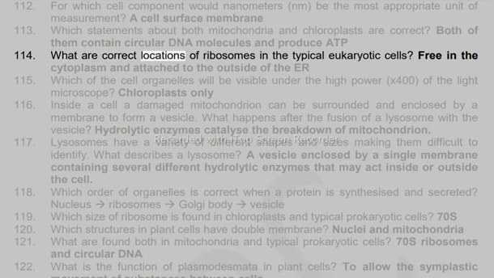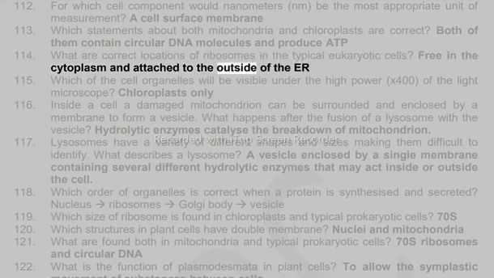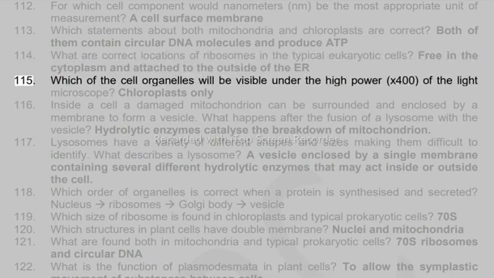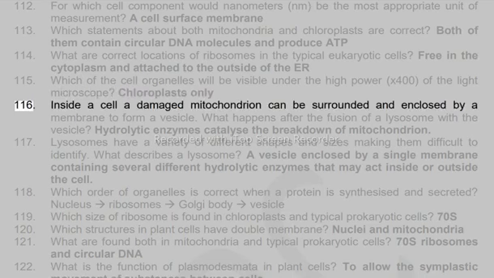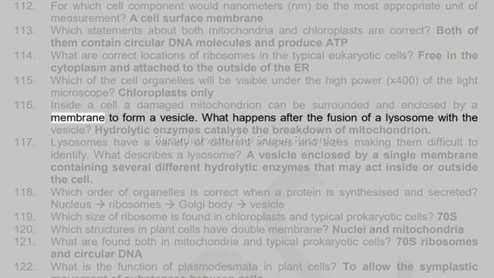114. What are correct locations of ribosomes in the typical eukaryotic cells? Free in the cytoplasm and attached to the outside of the ER. 115. Which of the cell organelles will be visible under the high power, X400, of the light microscope? Chloroplasts only.